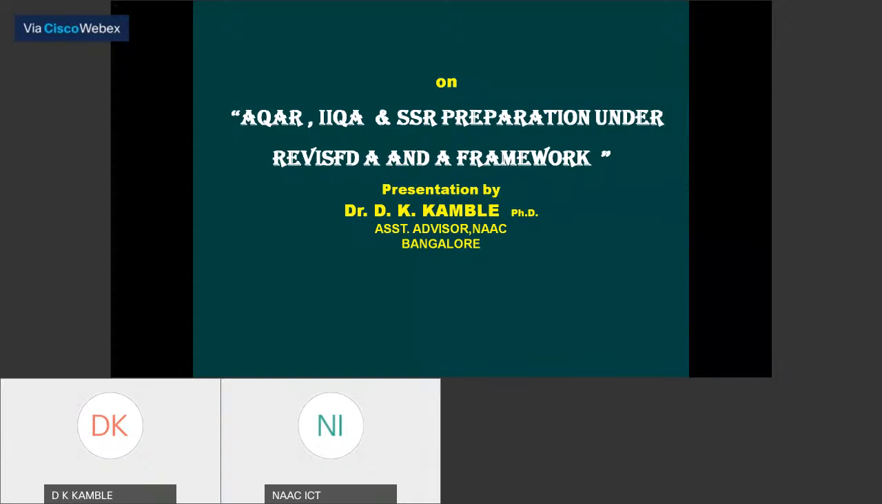Before starting this actual presentation, again, I wanted to share one thing with the institutions. Whatever recommendations were given by the peer team during the visit in the previous cycle, whether they were implemented by the institution or not, what is the current position. Try to address all the recommendations suggested by the peer team during the last visit. So coming to the next cycle, this is also a very important task for the institutions.